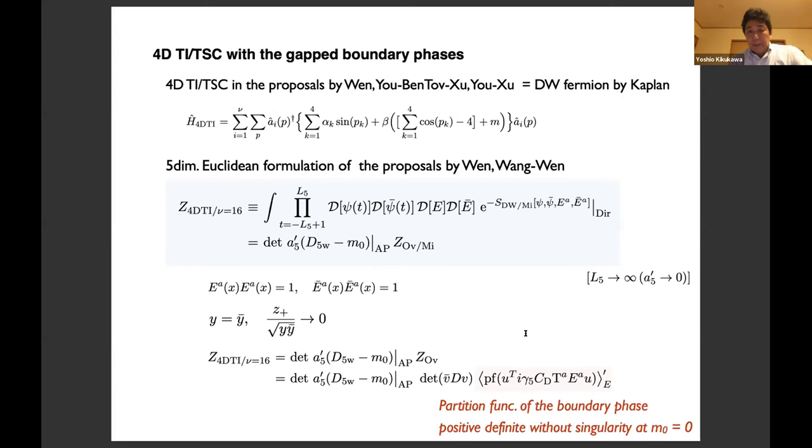Okay, so as I said, this expression holds true in all topological sectors. I found that the Pfaffian appears in this way. I think it is interesting that the Pfaffian of this kind can represent the partition function of the gapped boundary phase.